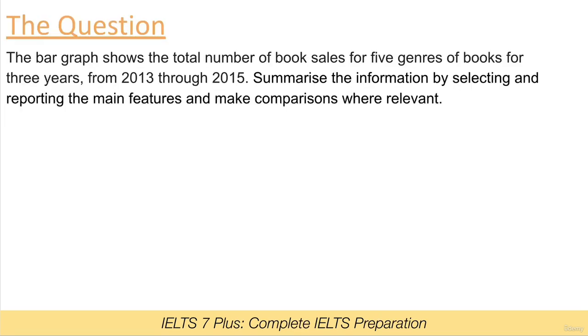Okay. The question. The bar graph shows the total number of book sales for 5 genres of books for 3 years, from 2013 through 2015. Summarize the information by selecting and reporting the main features and make comparisons where relevant. So we've got the same task. We summarize the information by selecting and reporting the main features, and we make comparisons where relevant. Okay, let's have a look at the bar graph.